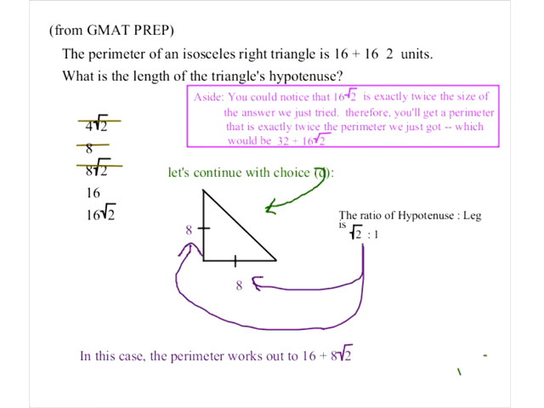Okay, if we put in choice D, then that gives us 16. That means these are no longer 8. These are now 8 square roots of 2. We got to figure that out. This time we've got to do a little bit of math to figure this out. We have to divide, because the ratio is still square root of 2 to 1. So we're going to have to divide by square root of 2 to figure out that side. So 16 divided by square root 2.